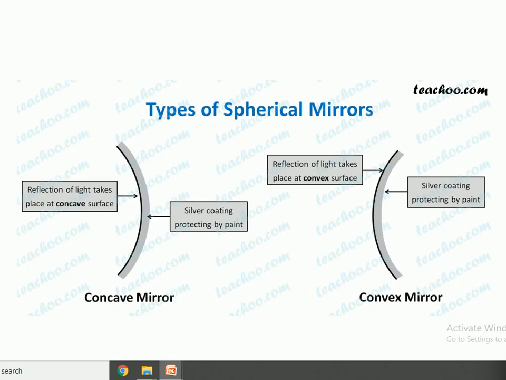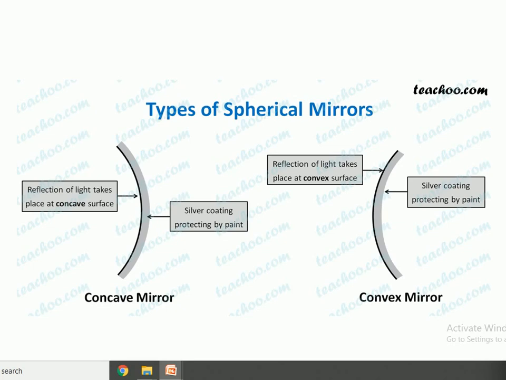Now here you can have a better understanding of what is convex and what is concave. You can see the concave mirror, reflection of light takes place inside the concave surface, and silver painting is coated on the convex side. Okay, and here in the convex mirror, reflection is taking place at the convex surface and silver coating is painted inside. If you look at the diagrams clearly, you can understand the basic difference between these concave and convex mirrors.